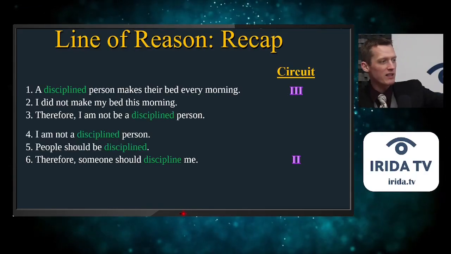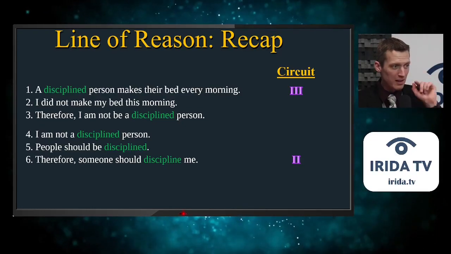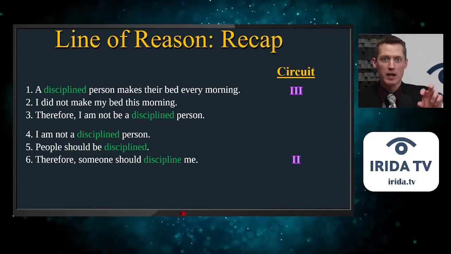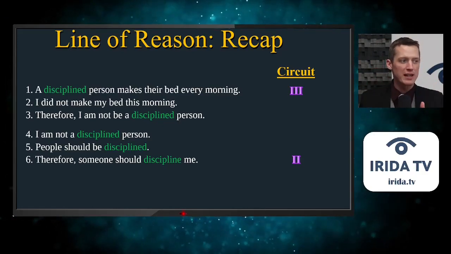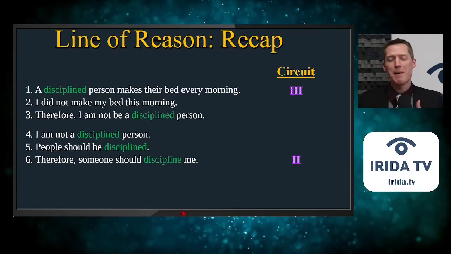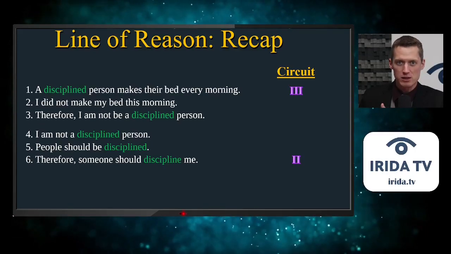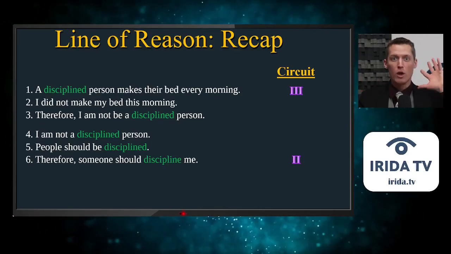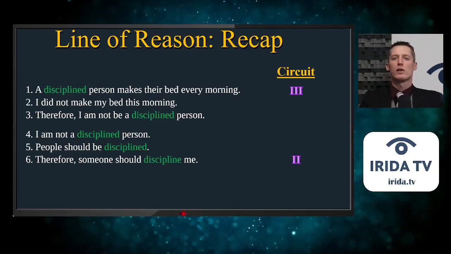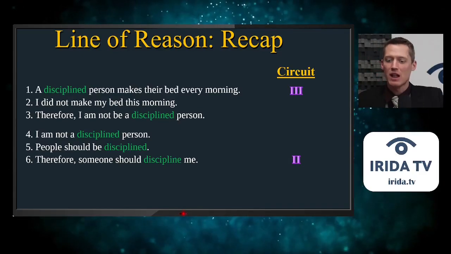In sentence number 5 here, that's exactly where the 3-2 slip occurs. People should be disciplined: I can't tell if you're using the adjective or the passive tense of the verb. People should be disciplined. One is circuit 3, one is circuit 2. We've melded them together where it's not clear which one it is, and so we go in with circuit 3 and we come out with circuit 2. The 3-2 slip in this example is exactly on line 5.